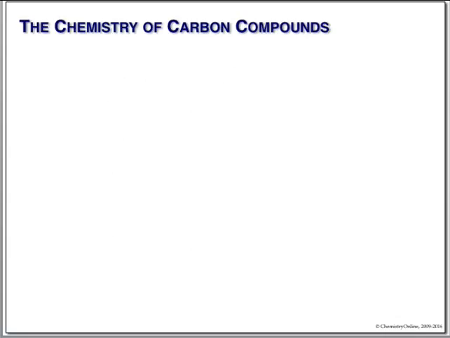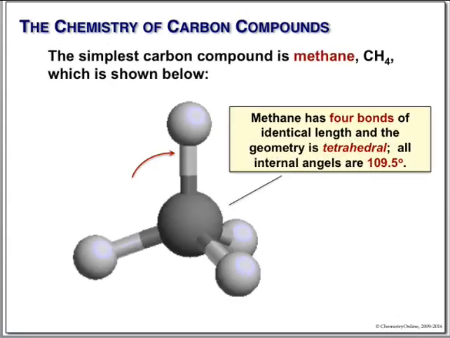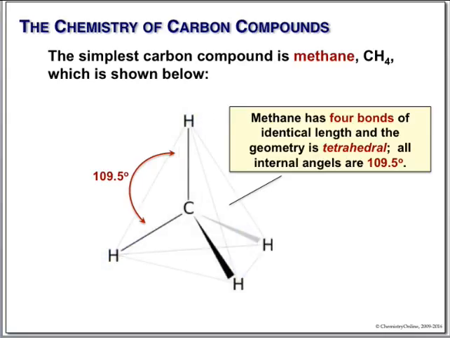The simplest carbon compound is methane. We'll talk about how it's named that way. 1 carbon, 4 hydrogens. This is what it looks like. The geometry is tetrahedral. That means that the carbon is raised up off the plane of these 3 hydrogens, so it's raised up here a bit. And all of these angles and all the bond lengths are identical. They're all 109.5.